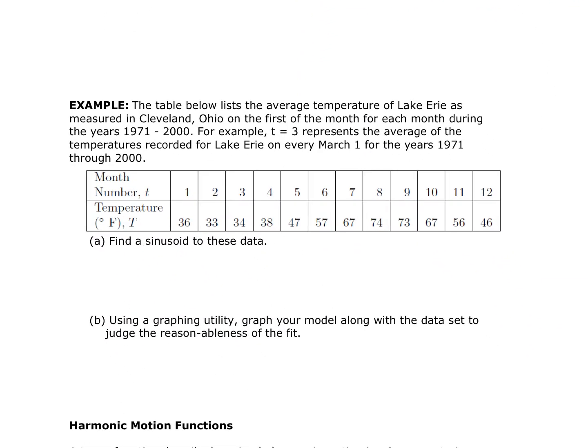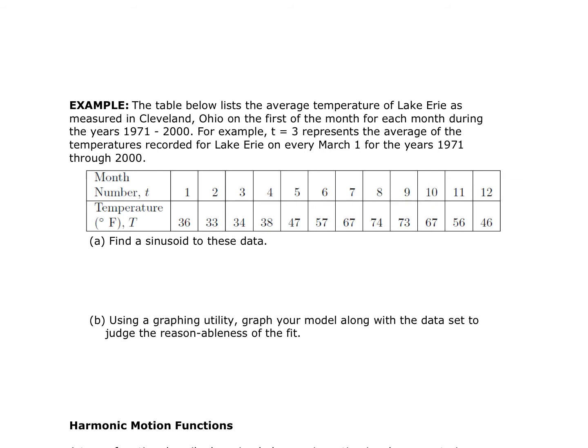Now here's one where I'm going to read this. This is a periodic function. The other one was too, but this is more periodic. It says a table lists the average temperatures of Lake Erie as measured in Cleveland, Ohio, on the first of the month each month during the years 1971 to 2000. For example, T represents the average of the temperatures recorded in Lake Erie on March 1st for all the years between 1971 and 2000.